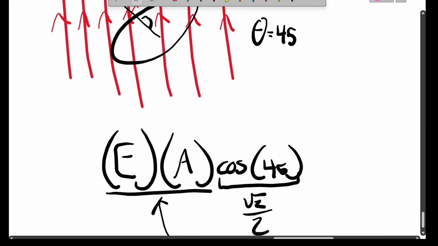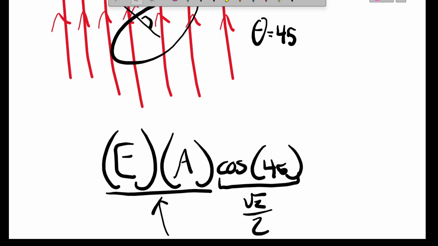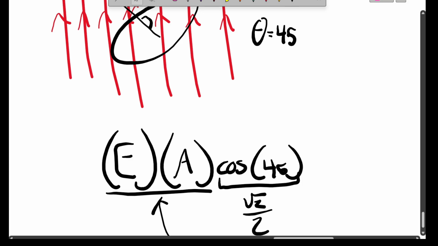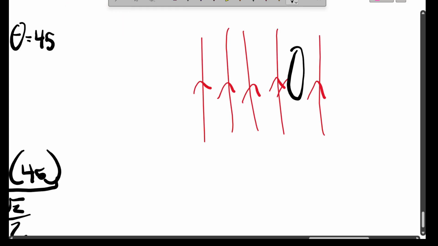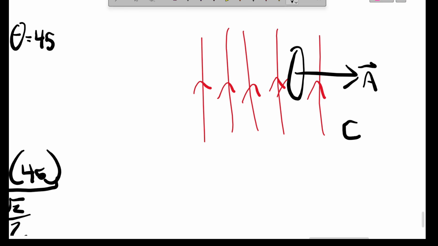Cosine is ascribing a value between 0 and 1 that's going to tell you how aligned these vectors are. That's the purpose of the dot product. Okay, the last example we can look at is, what if we're completely misaligned? Area vector is going out that way. Electric field vector is going up. The angle between the two is 90.